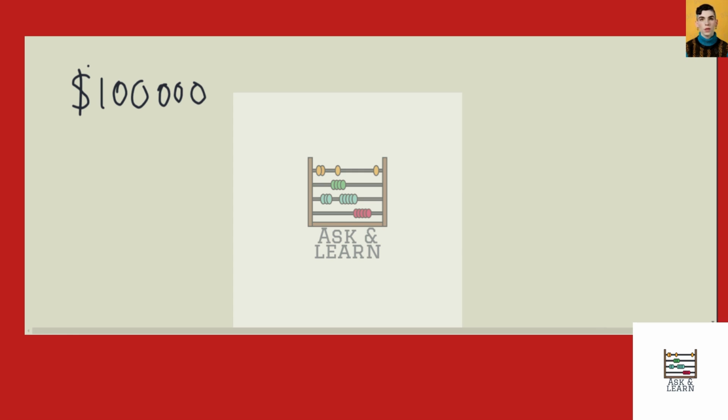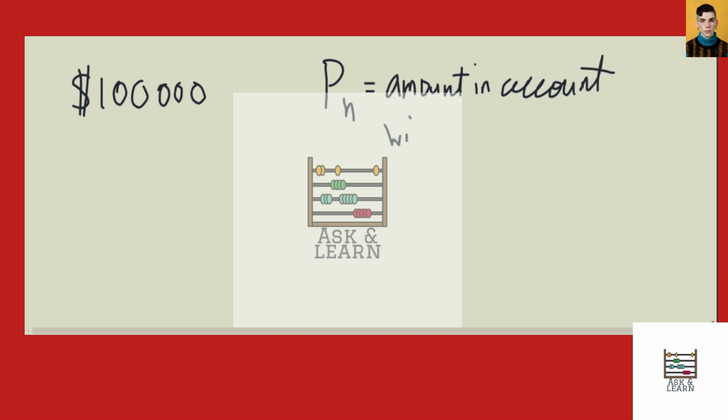In Part A, we're asked to find a recurrence relation for Pn, where Pn is the amount in the account at the end of n years if no money is ever withdrawn. So you have the Pn, amount in account with no money withdrawn, and this is after n years.